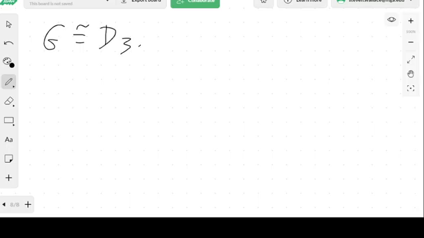Okay. The only other case, I guess, would be if there were no elements of order 3 or no elements of order 2. This is not possible by just a counting argument. Maybe I'll save that for next time.